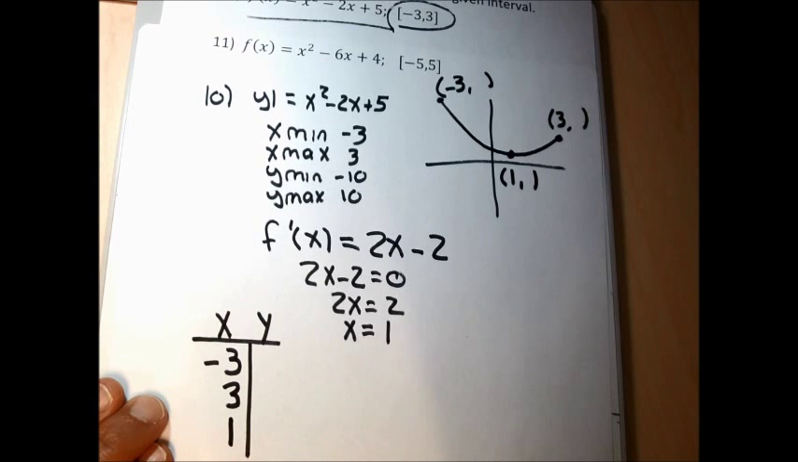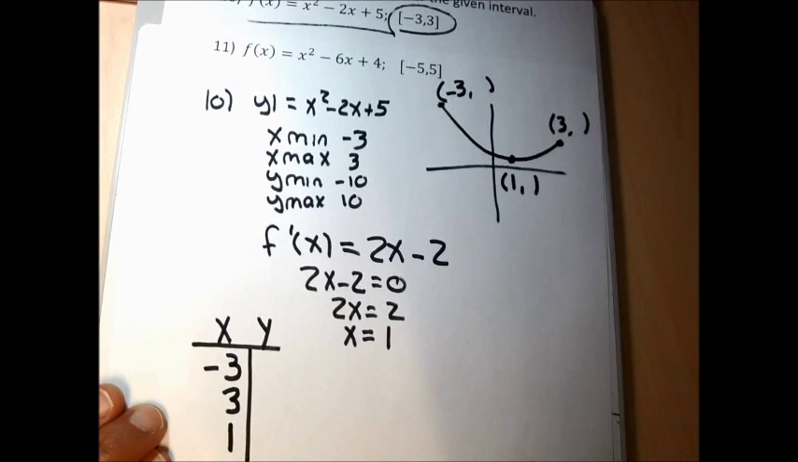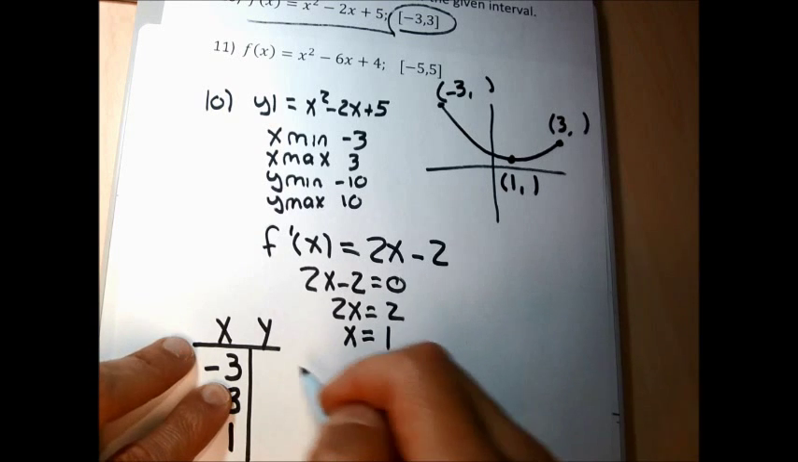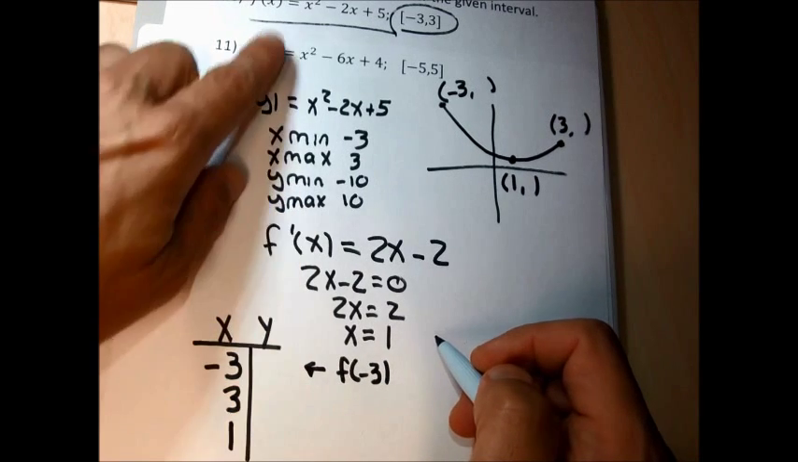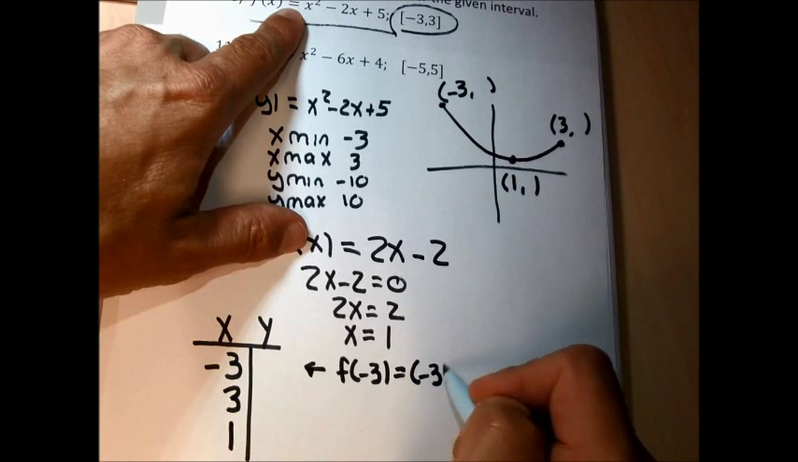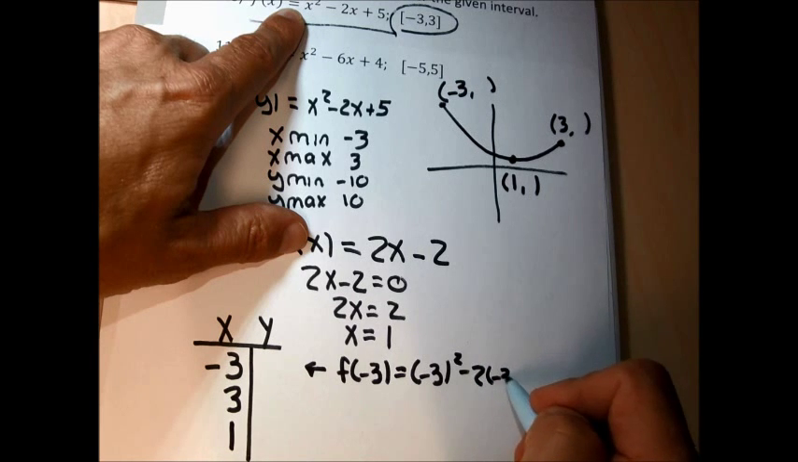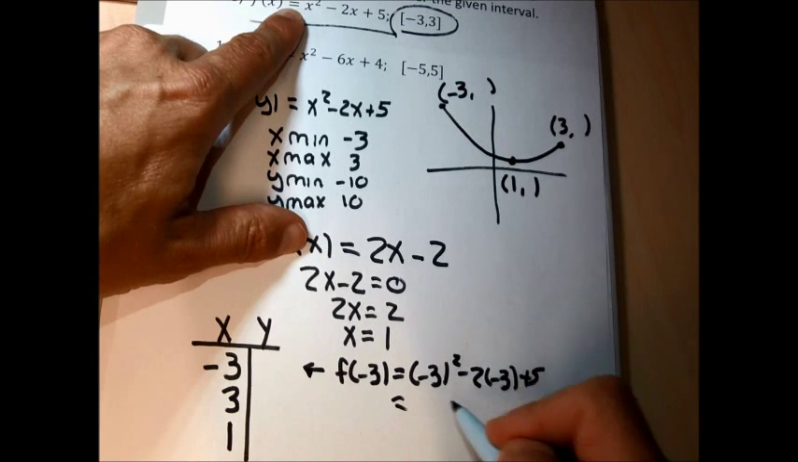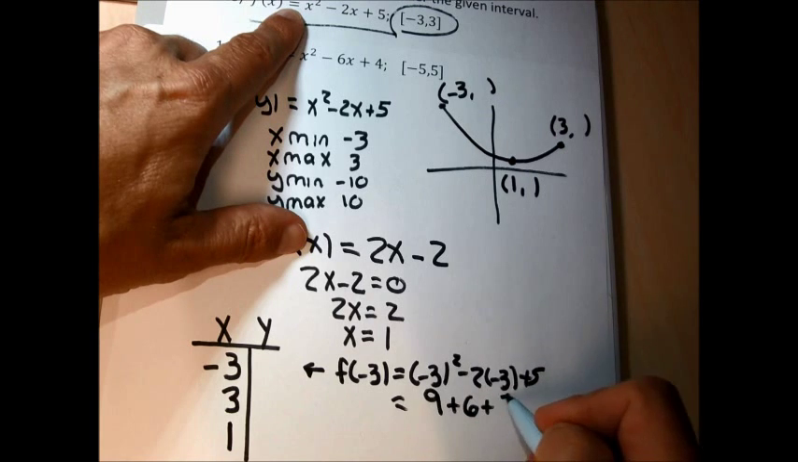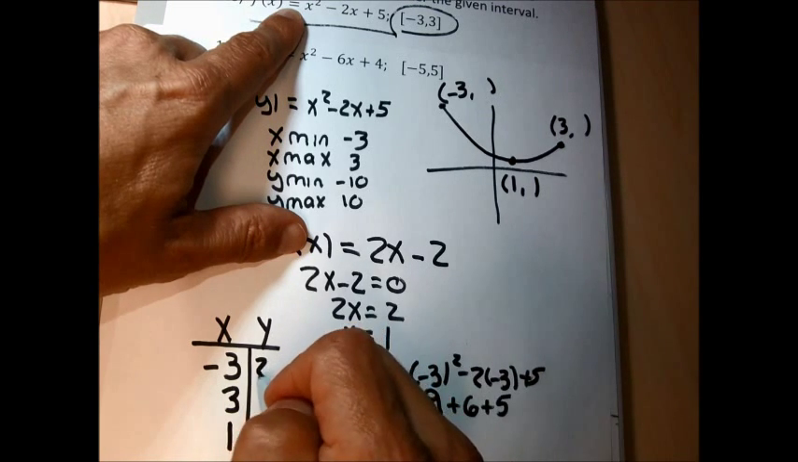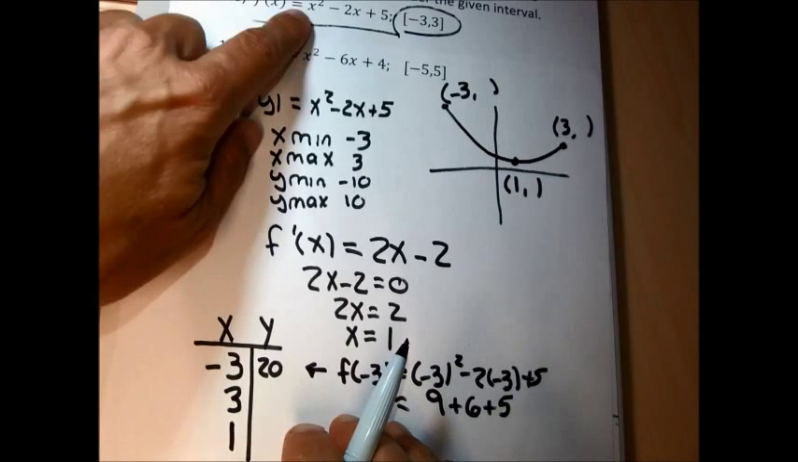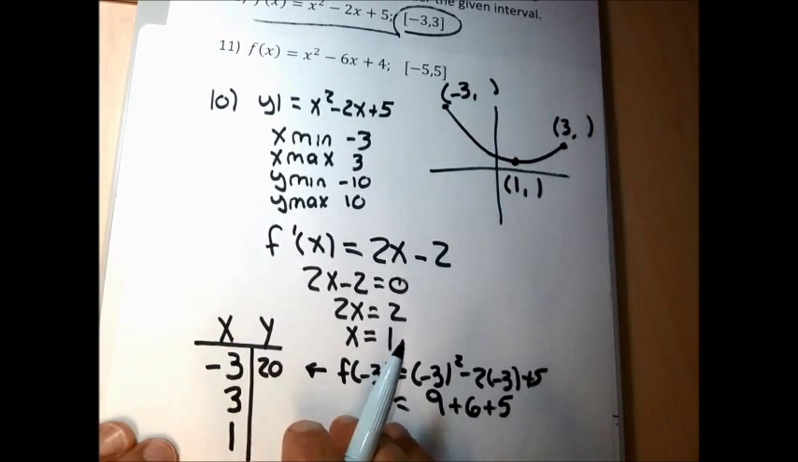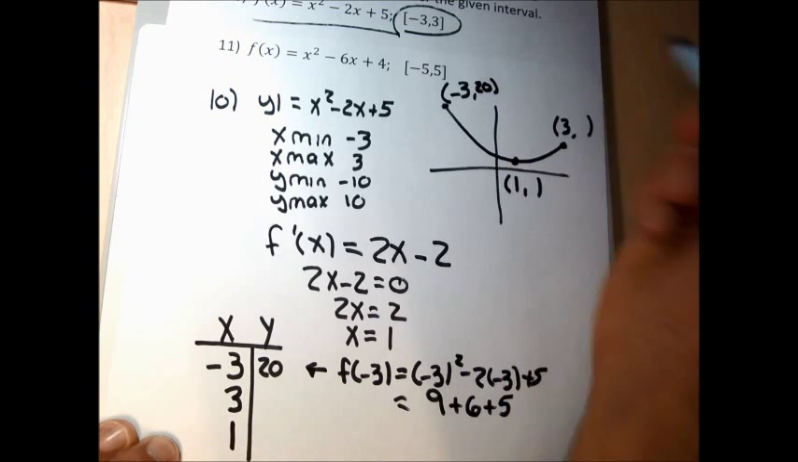Now for each x value, I need to get a y value. And generally, you find y values by hand. To do this y value, I'd have to go f of negative 3 and go to the original function and go equals negative 3 squared minus 2 times negative 3 plus 5. That's 9 plus 6 plus 5. That's 20. So we can, if we want, take the values in my x column, plug them into the original function to get my y values. And so that gives me that this was the point negative 3, 20.